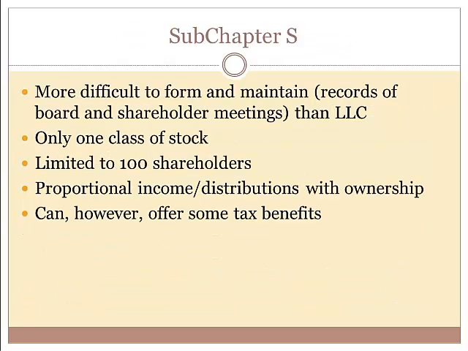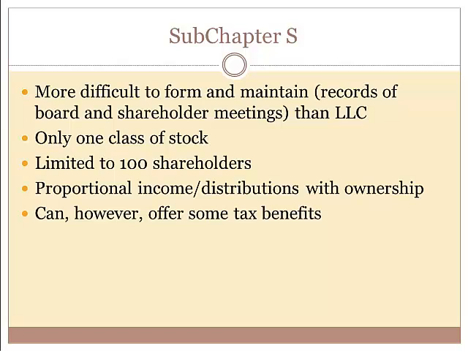A Subchapter S is a little bit more difficult to form and maintain than an LLC. You have to keep records of the board and shareholder meetings. You have to follow a little bit more guidelines and structure than what you have with the LLC. There's only one class of stock which is available. All are equal. And it's limited to 100 shareholders. You cannot have more than 100 shareholders.